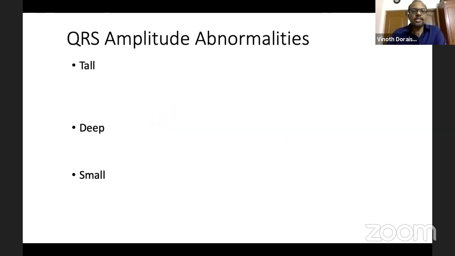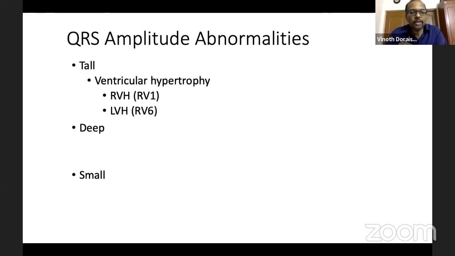Okay, so QRS amplitude abnormalities: you can have tall R waves in either V1 or V6. Because V1 is over the right ventricle, right ventricular hypertrophy means tall R waves over V1, and left ventricular hypertrophy means tall R waves over V6. Then you can have deep S waves. If you have deep S waves over V6, it's the opposite, right ventricular hypertrophy. And if you have deep S waves over V1, it is left ventricular hypertrophy.